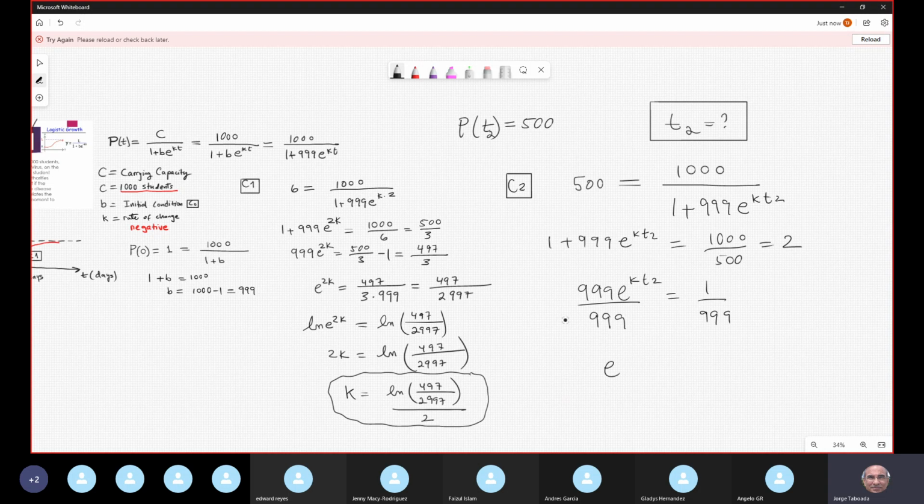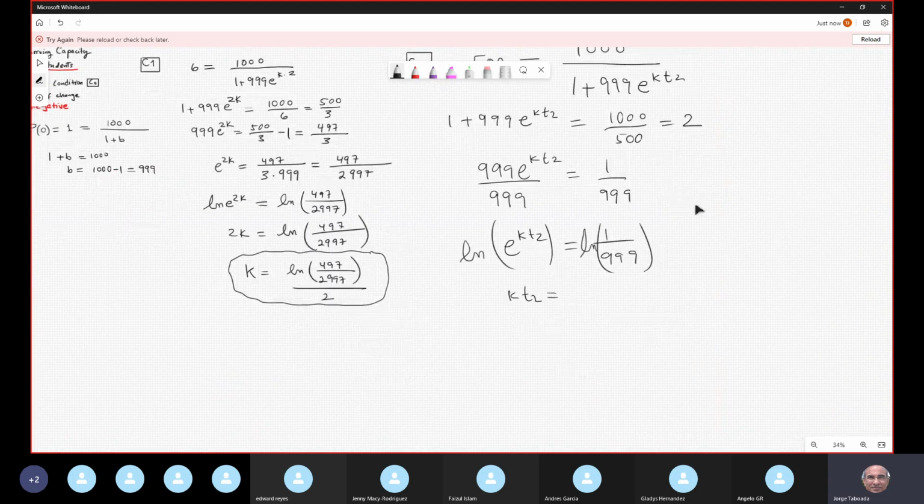Okay, so far we have e to the kt2 is equal to 1 over 999. Apply logarithm to both sides. Nice. You know that these undo each other, and kt2 is equal to the logarithm of 1 over 999 divided by k.